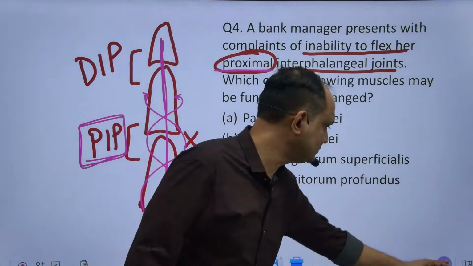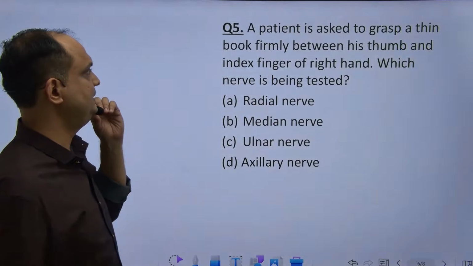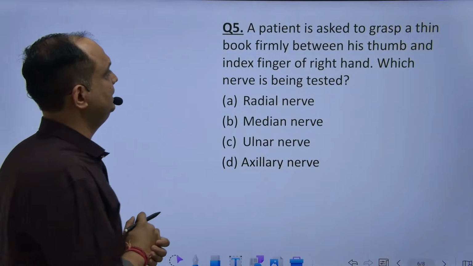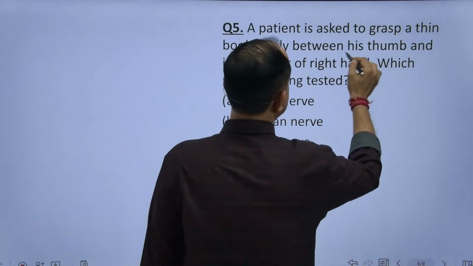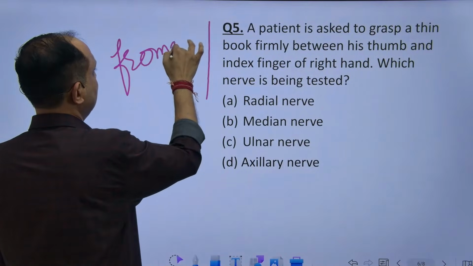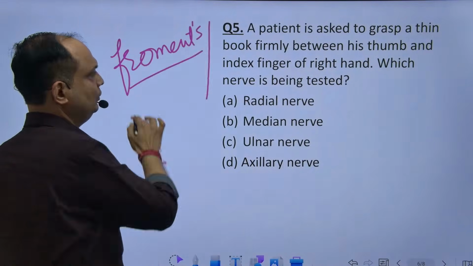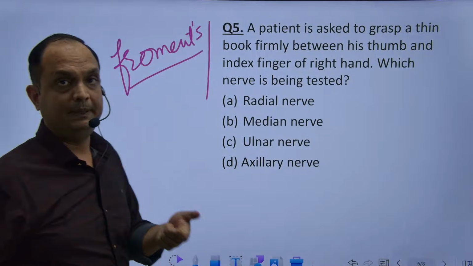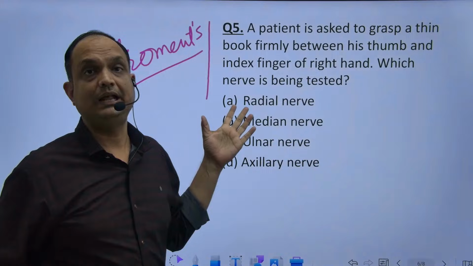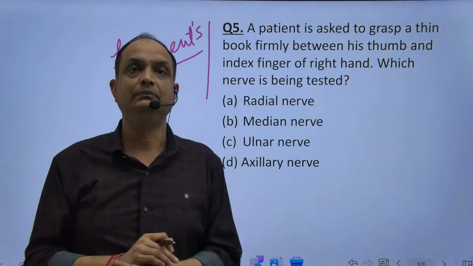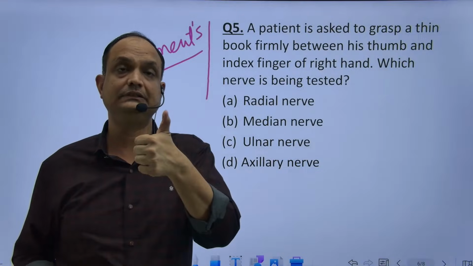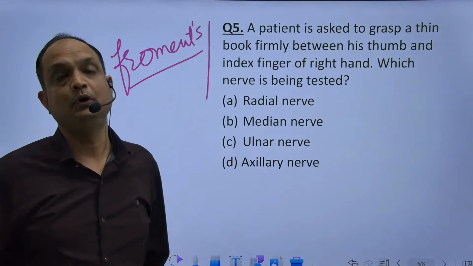Now we'll move to the next question, that a patient is asked to grasp a thin book firmly between the thumb and index finger. Now this is a classical sign, known as Froment sign. In the Froment sign, we ask the patient to hold the book or some paper between the thumb and other fingers. This is to test one very important muscle, and that muscle causes adduction of the thumb, and that is adductor pollicis.